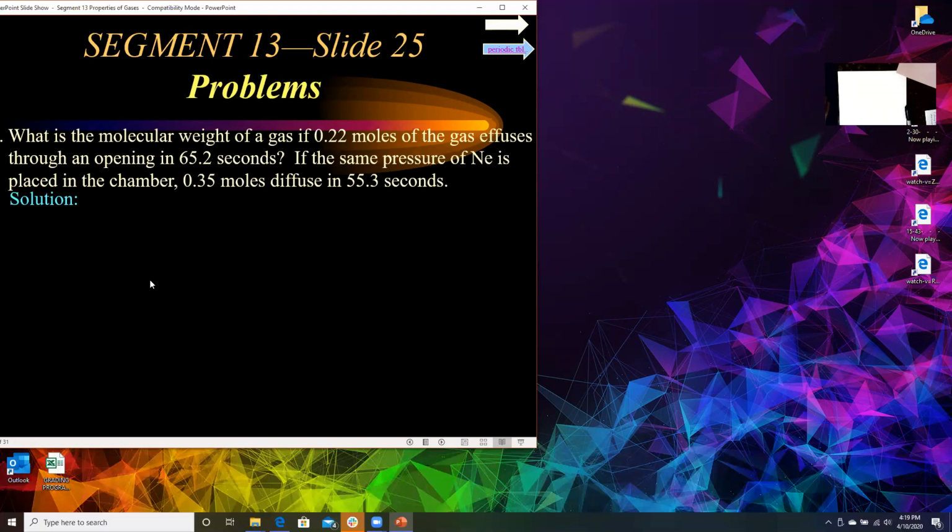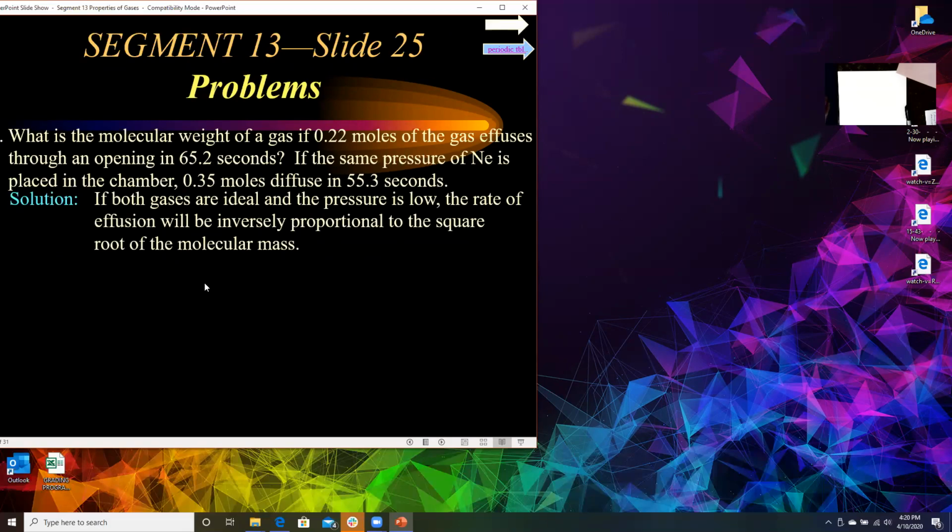What's the molecular weight of a gas? 0.22 moles of the gas effuse through an opening in 65.2 seconds. If the same pressure of neon is placed in the chamber, 0.35 moles diffuse in 55.3 seconds. Now, let's solve this. If we treat both gases as ideal, we can use the Graham's law relationship. And what it says is V1 over V2 is the square root of M2 over M1.